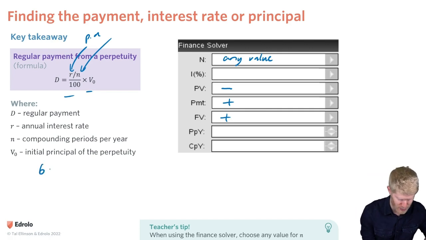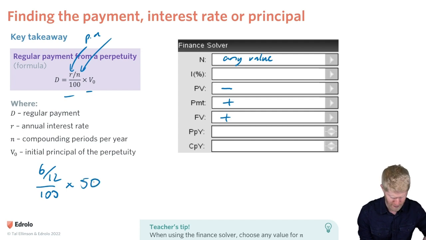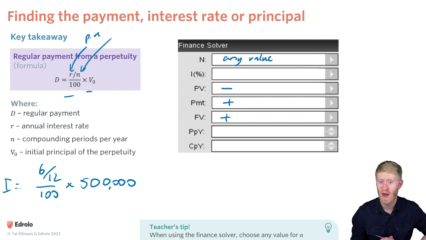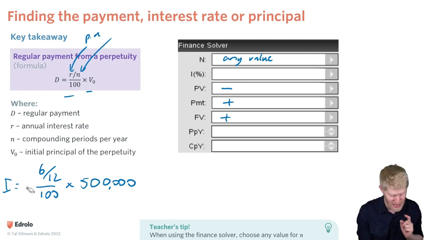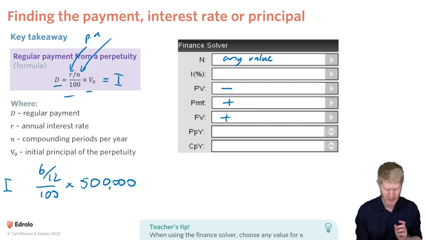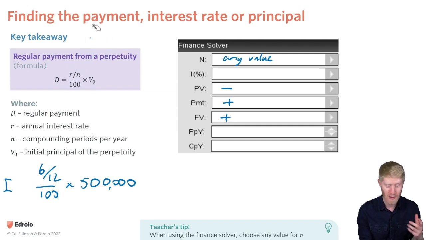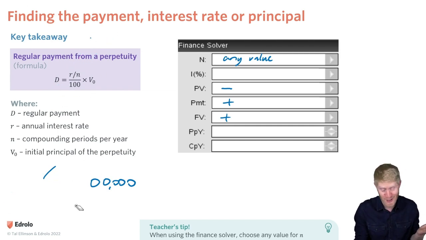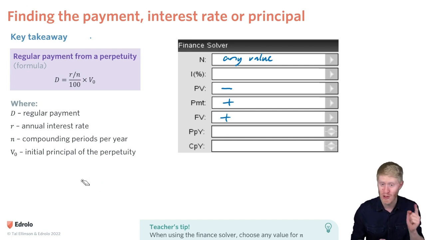So if I had 6% a year per month, times that by the initial investment of $500,000, that was the interest that we earned on the investment. However, in this case of a perpetuity, the payment we receive is equal to the interest. And therefore, this formula for interest is the same formula for the payment. Does that make sense? We're doing the same thing we did for interest because the payments are the same as the interest. All right, we're going to go and do some examples with this.